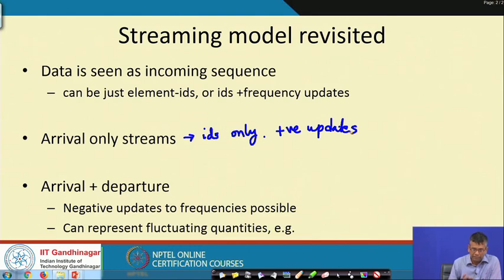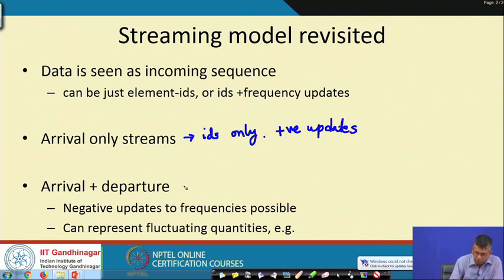Such models can arise, for instance, if you are measuring fluctuating quantities. Imagine the price of a stock. Every day or every second you might be getting an update to the current price of the stock. So your stream could look like an ID of a stock and the update to the price, and this update can be both positive and negative, of course.